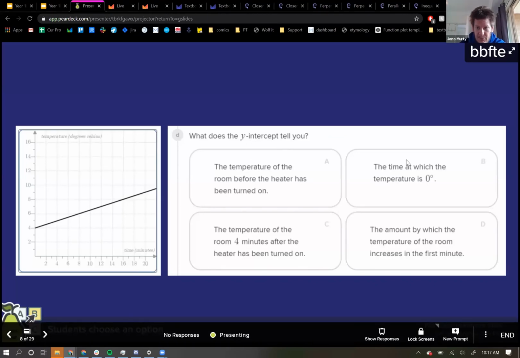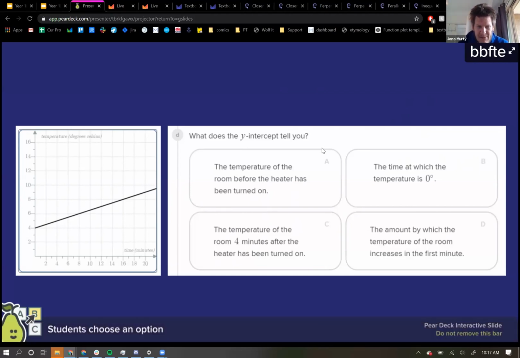So back to the same graph here. What does the y-intercept tell us? We found the y-intercept equals 4. What does that y-intercept of 4 actually mean? Does it mean that the temperature of the room before the heater has been turned on was 4? Is it the time at which the temperature was 0? Does it mean the temperature of the room 4 minutes after the heater has been turned on? Or is it the amount by which the temperature of the room increases in the first minute?